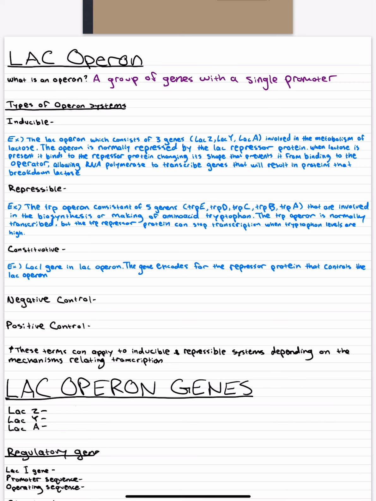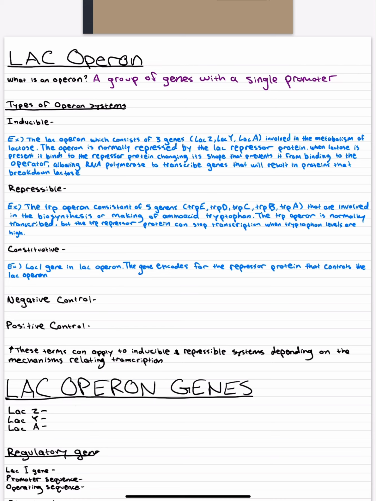What does that mean? The example I like to give is the Lac Operon, which consists of three genes, LacZ, LacY, and LacA, that are involved in the metabolism of lactose. When lactose is present in the environment, this operon, which is normally turned off, becomes turned on due to the binding of lactose to a repressor protein that's bound to an operator sequence of the operon. That in turn causes it to change shape and detach from the operator sequence, allowing RNA polymerase to transcribe the genes needed to produce a protein that will break down lactose.